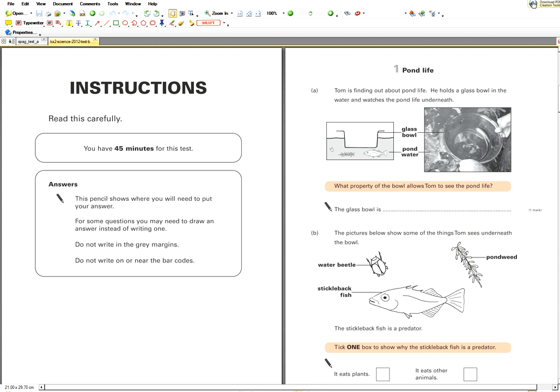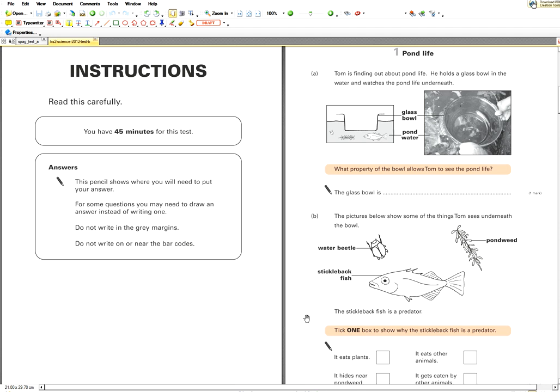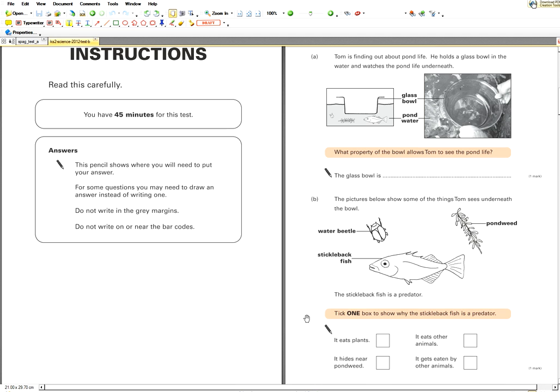Okay, right, here we go. Let's move up a bit. Okay, can we see on number 1 is pond life? I need to move the page up a bit so we can see the full question.